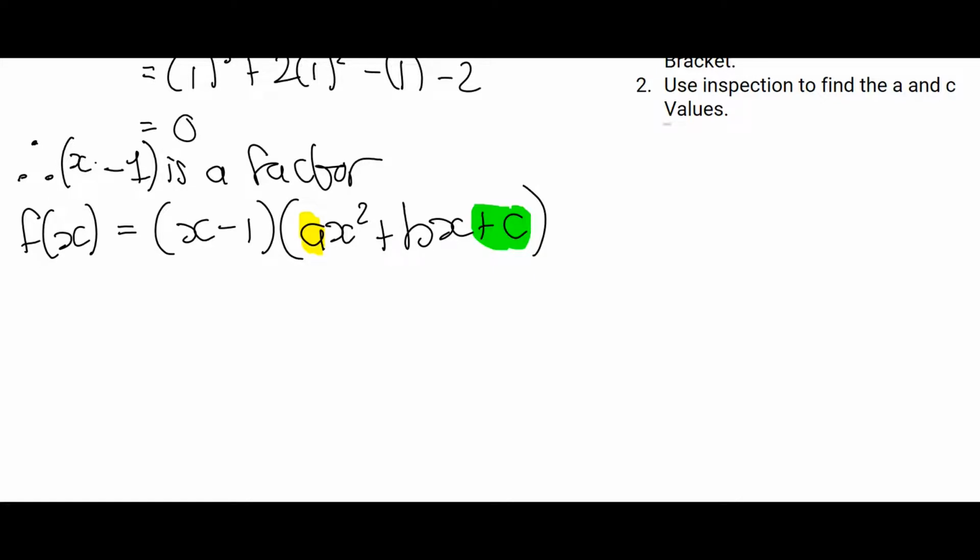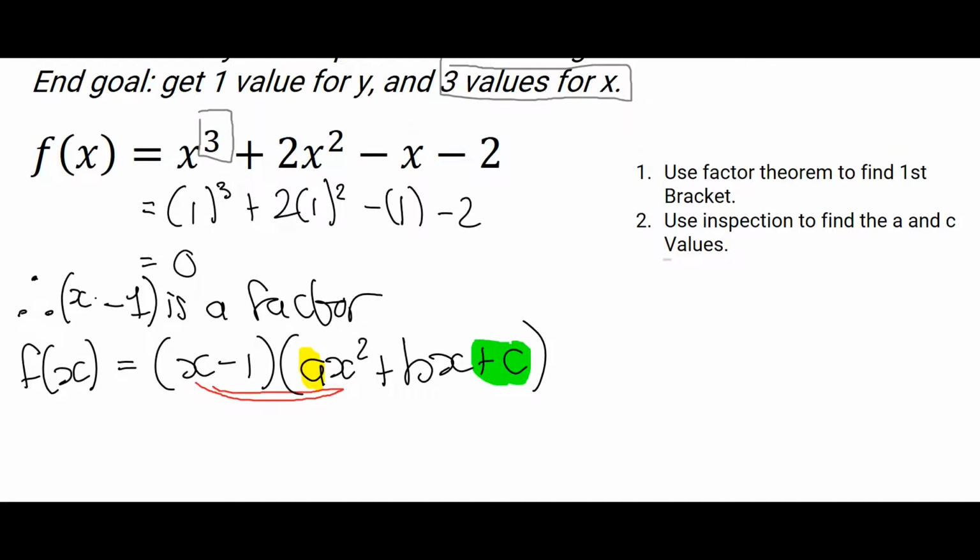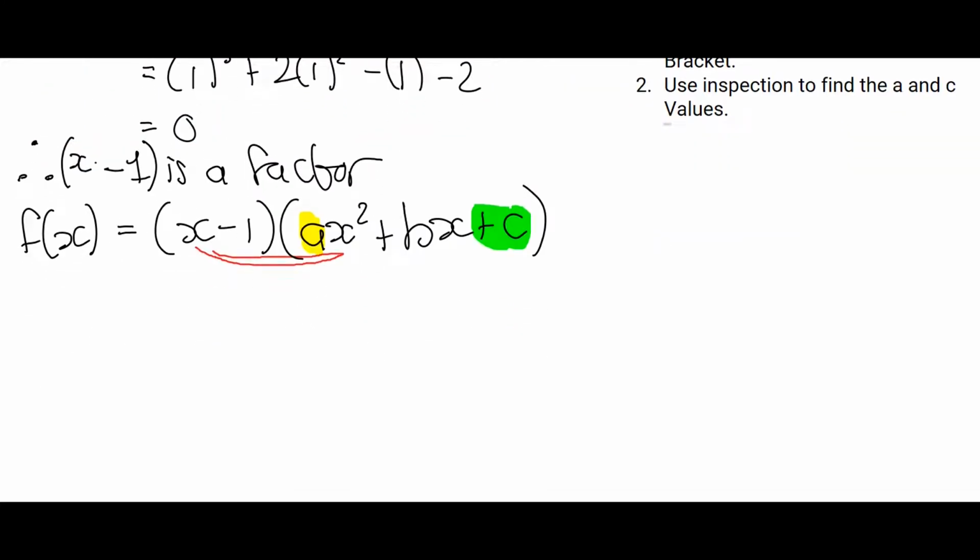Just using inspection means you multiply your x and your a together, and that's to get your original value. Our original value is just x cubed. So x times x squared gives us x cubed. That's going to be x squared then. Right, just rewrite bx, we're going to get to that in a bit.